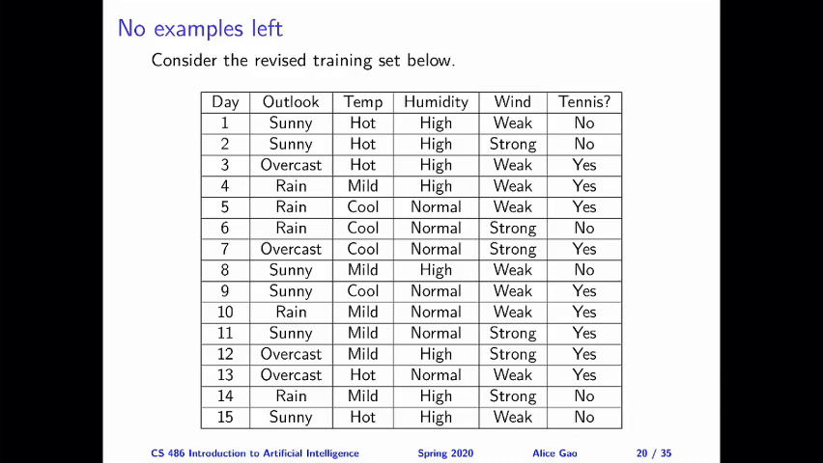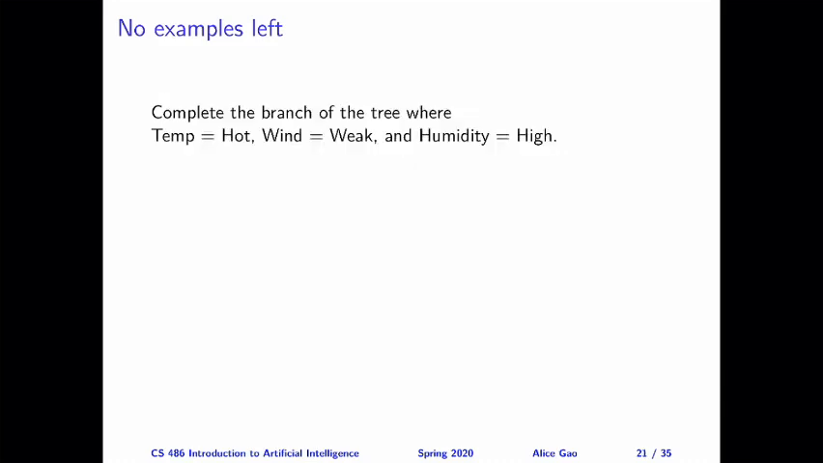I've taken our dataset and modified it again so that we will run into this problem of no examples left. Similar to the previous video, let's try to complete one branch of the decision tree where temperature is hot, wind is weak, and humidity is high. We will test the features in this given order. This is a good point to pause the video and try doing this yourself. You should be able to complete most of the branch, but at some point you should run into this problem that there are no more examples left.